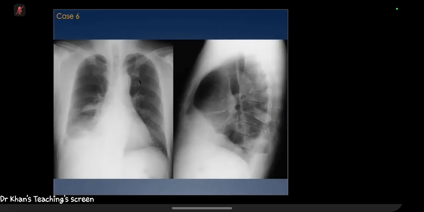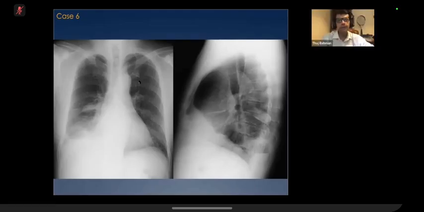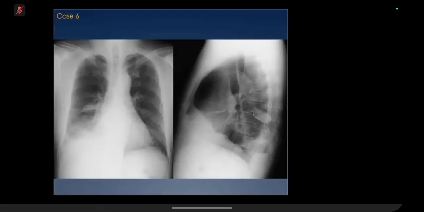I can see a fluid level posteriorly projected. Very good, that's what I wanted you to pick up. So train your eyes to pick up air fluid levels on a chest X-ray. The air fluid level is seen in the frontal PA view as well as in the lateral view. There is another small abnormality here, which is a fissural effusion.